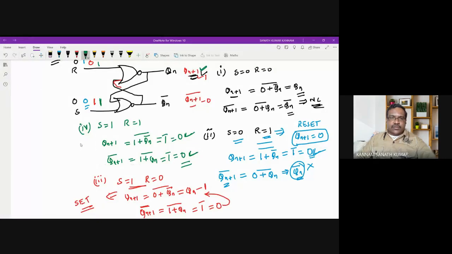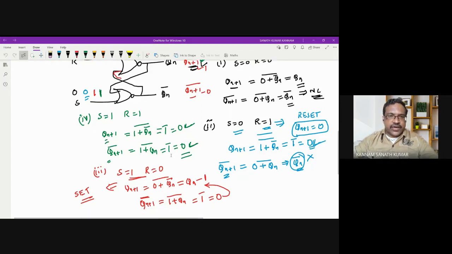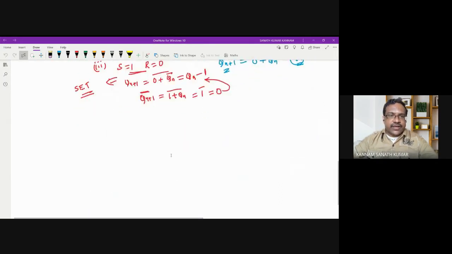So this is the true form and this is the complement form. If Qn plus 1 is 0, you should get Qn plus 1 bar as 1, but you are getting the same values. So we can't expect the output in this state, and we call it an indeterminate state. Getting the same values is not valid in digital terminology, so this is the indeterminate state.